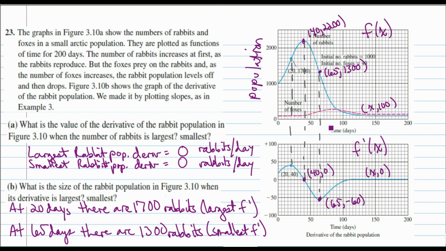So our f of x measures time versus the number of rabbits or wolves. Our derivative measures time versus rabbits per day. So in other words, on what day, and how many rabbits per day is our population changing at a specific time? So at day 150, our rabbits are changing at 0 rabbits per day. At day 0, our rabbits are changing at 20 rabbits per day, etc.